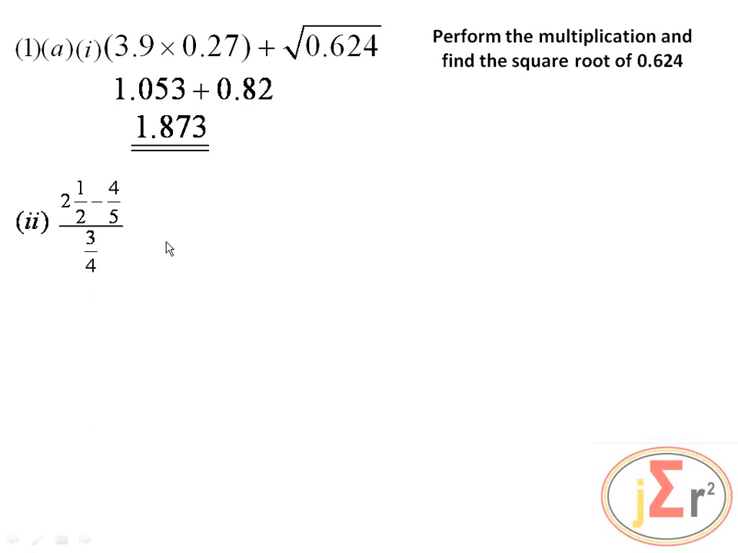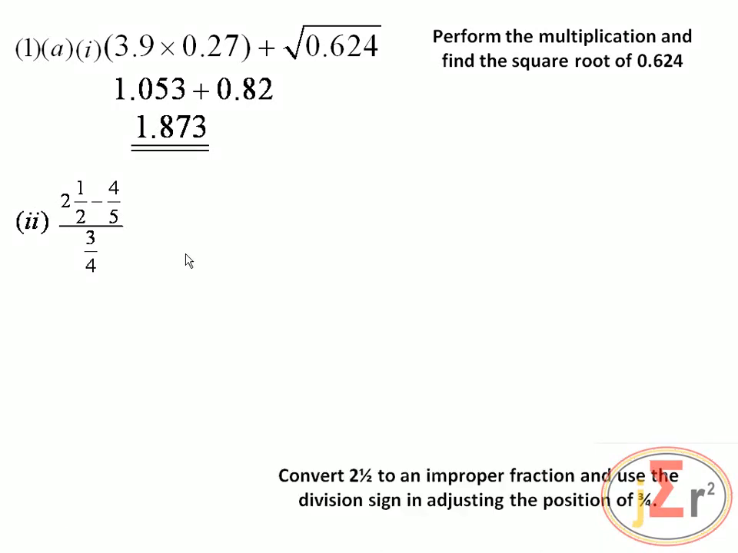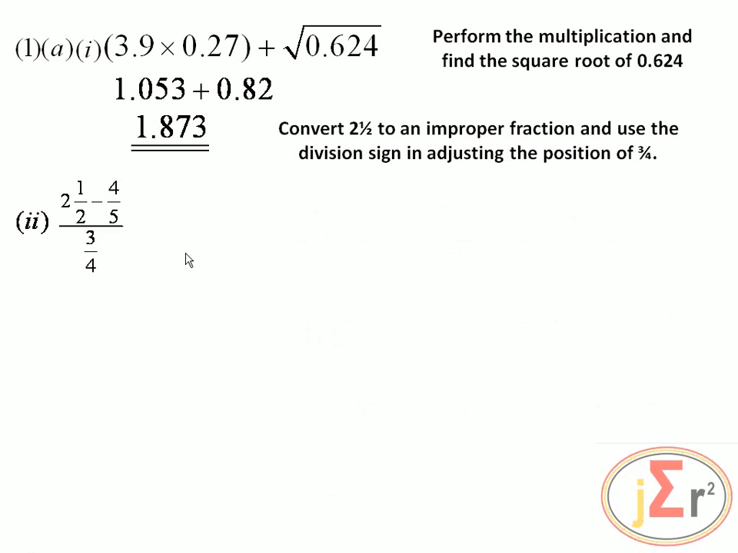We will express this one as a single fraction. We will convert 2.5 to an improper fraction and use the division sign in adjusting the position of 3/4. So we will convert this to an improper fraction. 2 times 2 is 4 plus 1 is 5. So that will be 5/2.